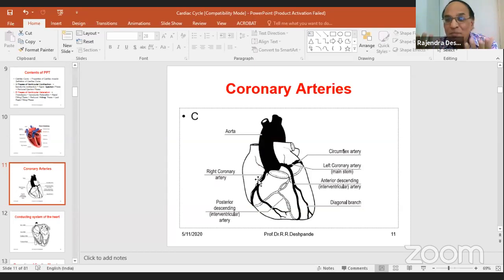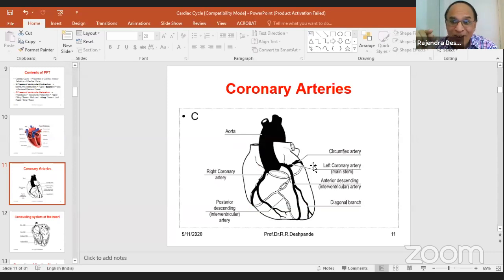But for working purposes, the heart should receive the blood. So the heart is receiving oxygen and nutrients through the coronary arteries. Don't forget this name. Who is supplying the blood to the heart? This is an important question for the oral. Who is supplying nutrients to the heart? Coronary arteries, right and left.